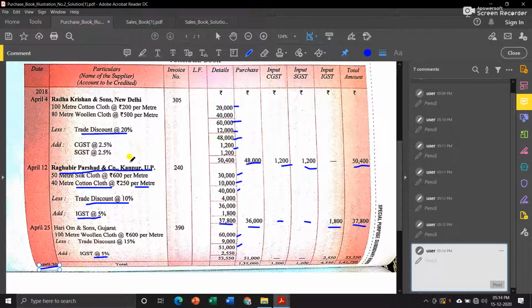Now I hope till now you are completely aware of how to prepare a purchase book. We have solved 2 questions for purchase book. Now let us move into sales book.